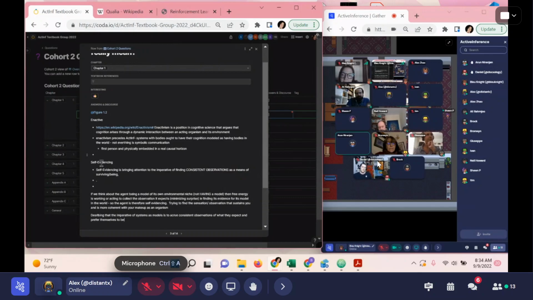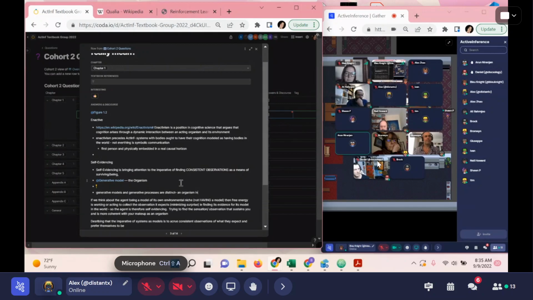So on the self-evidencing, maybe this is fast forwarding a little bit in the book, but they talk about both generative models and generative processes, and those are distinct ideas. When we're talking about an organism as a model in its niche, it's still distinct from the generative process, right? That's something that I'm not 100% sure on, and I also find the self-evidencing part a little bit circular, and I don't quite have a good understanding of that. In my mind, the generative model and the generative process are very distinct.